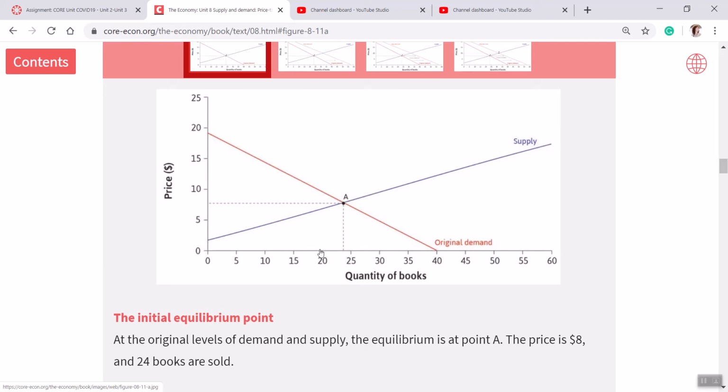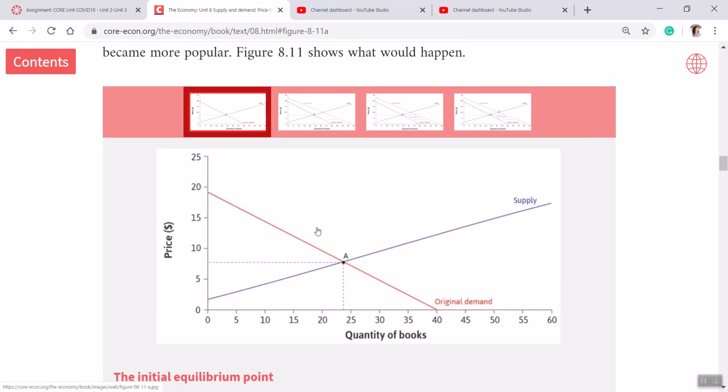If my books were free, all 40 students would grab them. With these used books being at $8, I'm getting 24 of them sold. So that's my equilibrium. That's where it normally is every year.